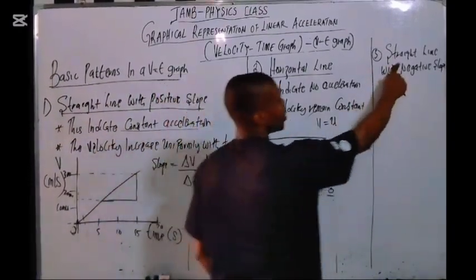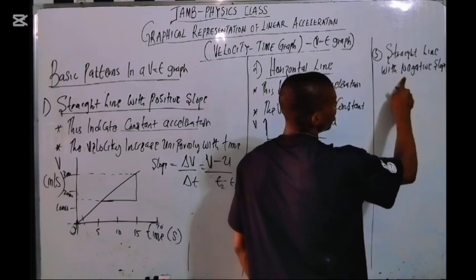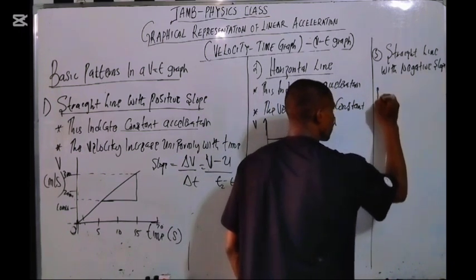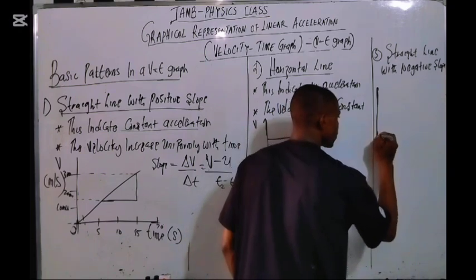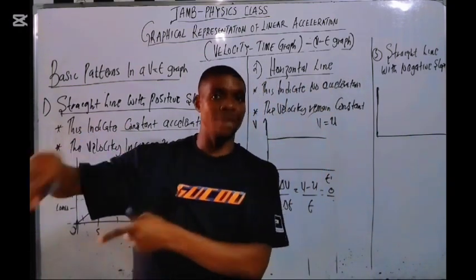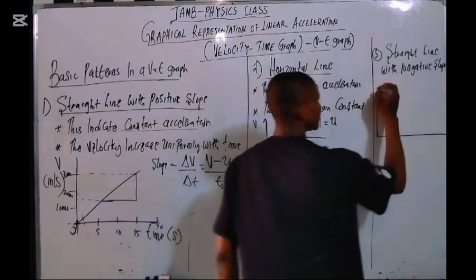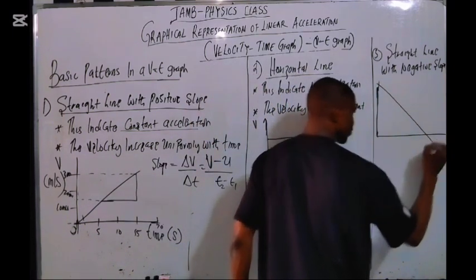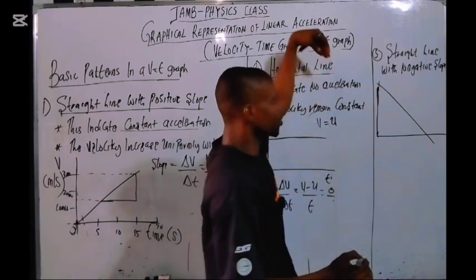Now, what about the straight line with negative slope? It says that for the negative slope here, the body comes to rest. That means the body comes to rest. From here, it moves down. Okay, it moves down. The body always comes to rest.